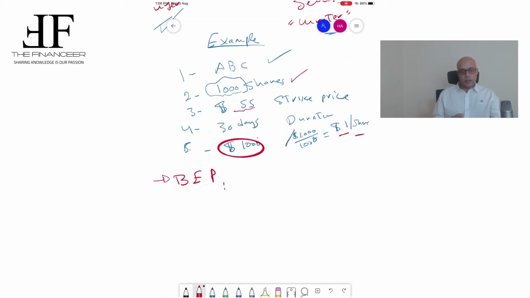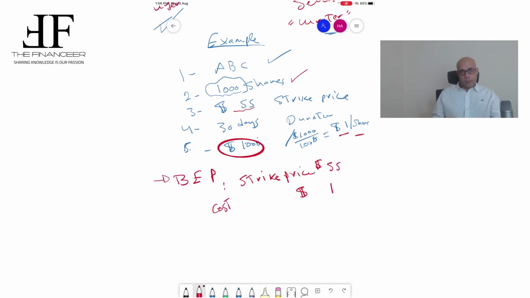So let's write this information here. The strike price is $55. So this is the strike price. And also we have the cost. So we have the cost to acquire this contract, or the investment to purchase this contract, which is $1,000, and per share it is $1.